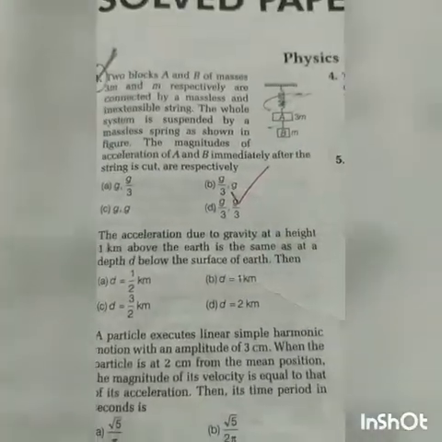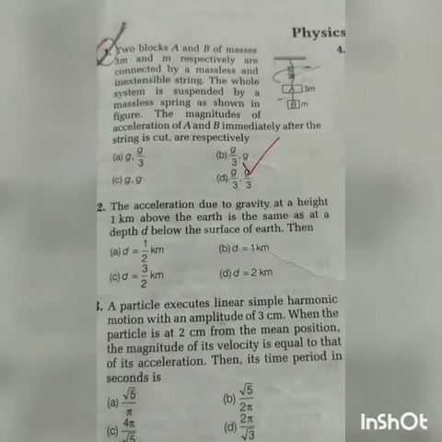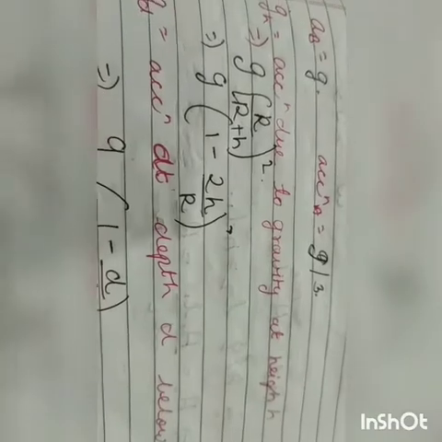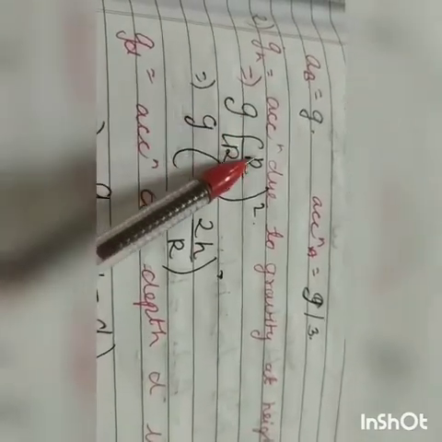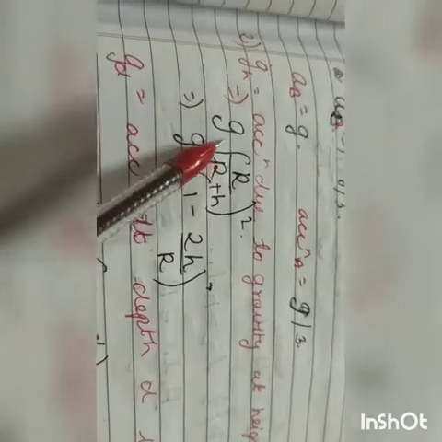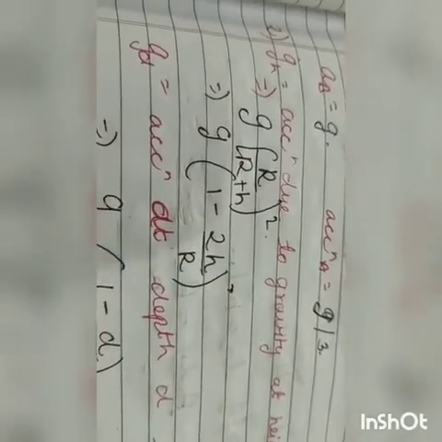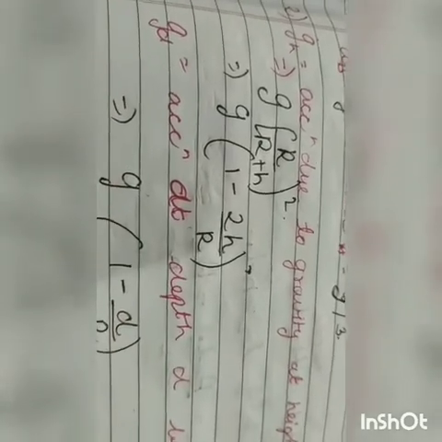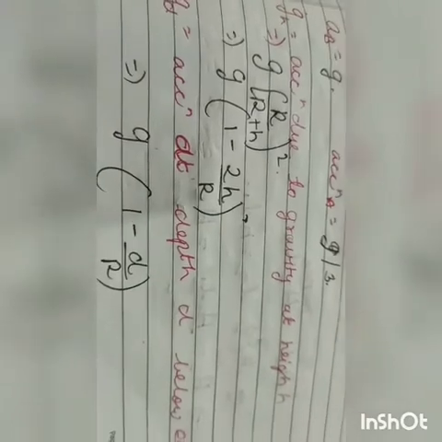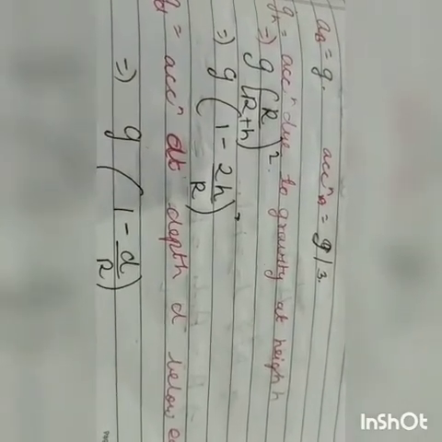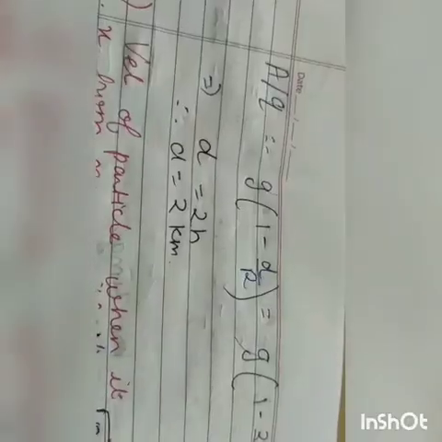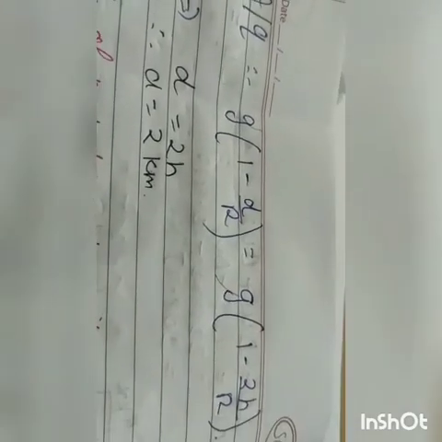Now question number 2. The acceleration due to gravity at a height 1 kilometer above the earth is the same as at the depth d below the surface of earth. So acceleration due to gravity at height h is g (r by r plus h) whole square. So it comes out to be g(1 minus 2h by r). So now acceleration at depth d below earth is g(1 minus d by r). So here h is the height and d is the depth. So according to question we have that these two are same.